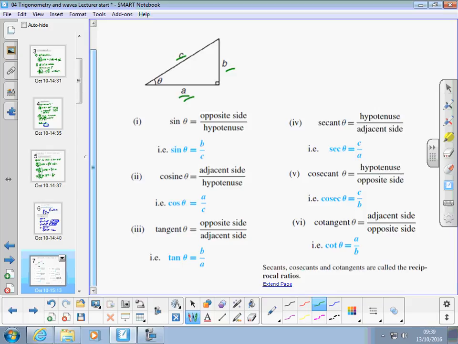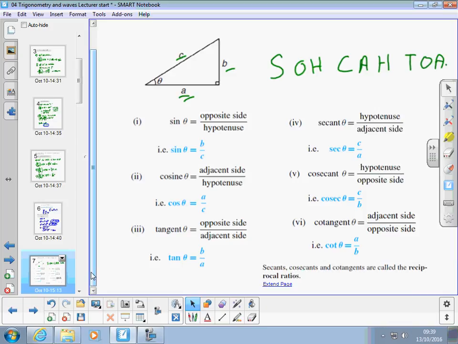So they're the three main ratios: sine, opposite over hypotenuse; cosine, adjacent over hypotenuse; tangent, opposite over adjacent. SOHCAHTOA, or when I was at school they taught us "some officers have curly auburn hair till old age."